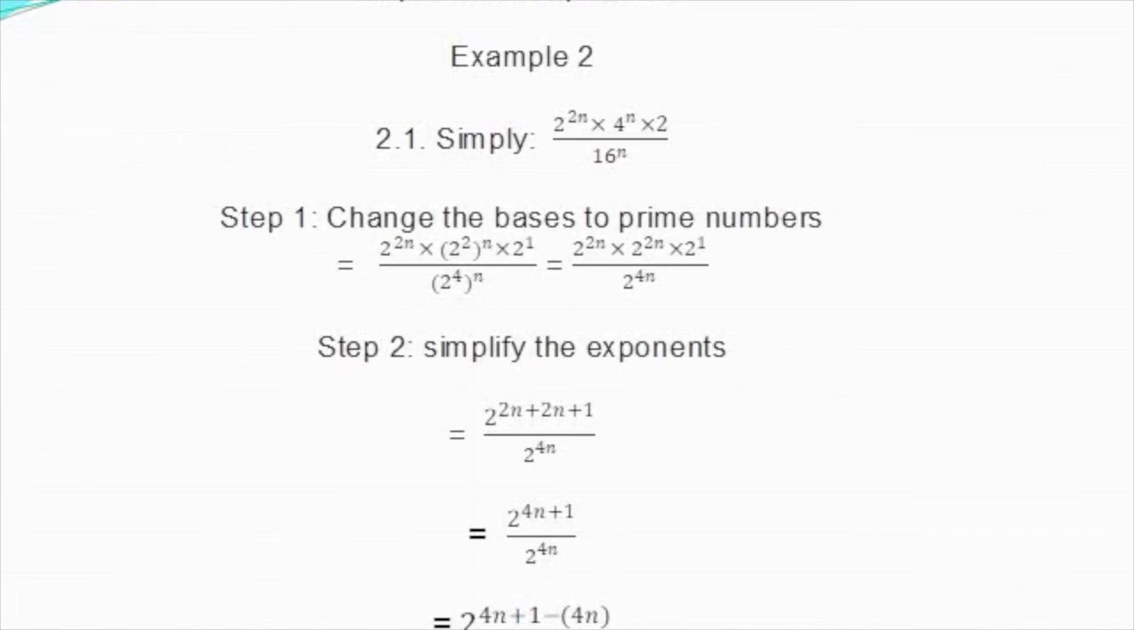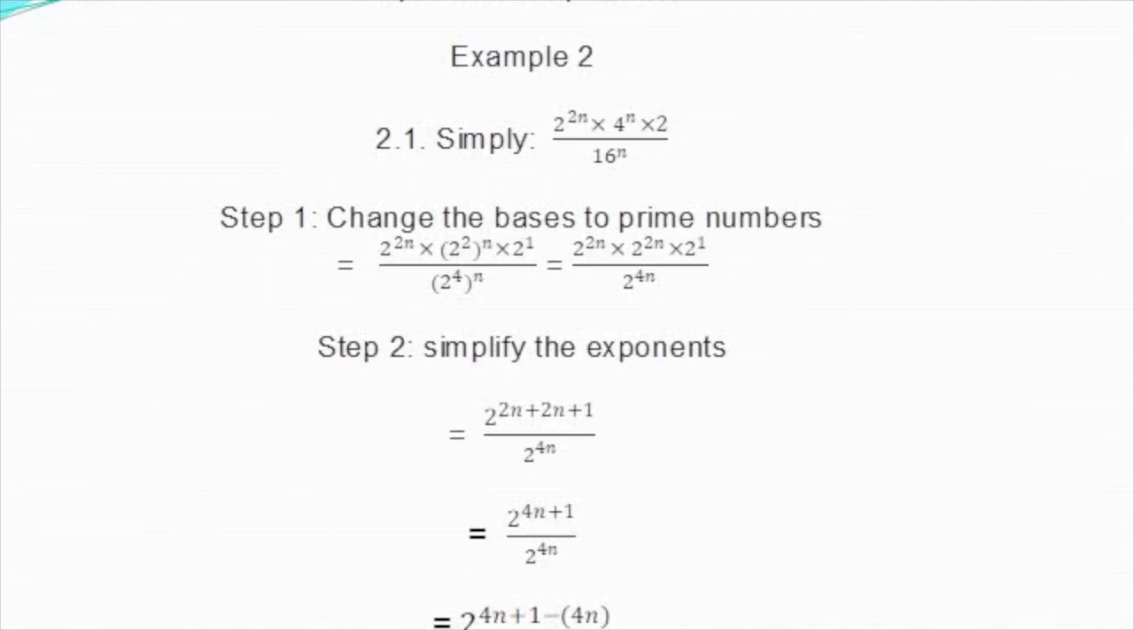We also have 16. 16 is not a prime number, but it has prime factors. And the prime factors of 16 are 2, 2, 2, 2. We have four 2's. So 2 times 2 times 2 times 2 will give us 16. We have to write it in exponent form. We are going to have 2 to the power 4.